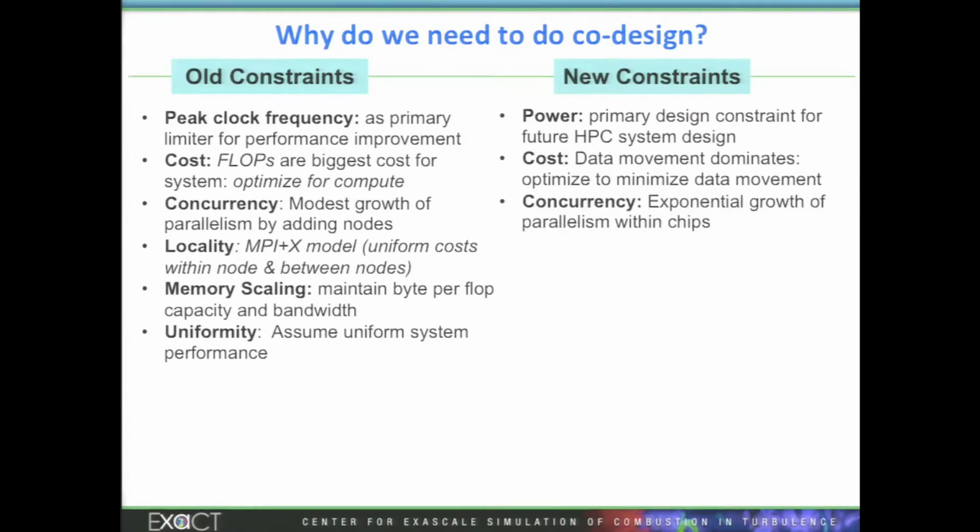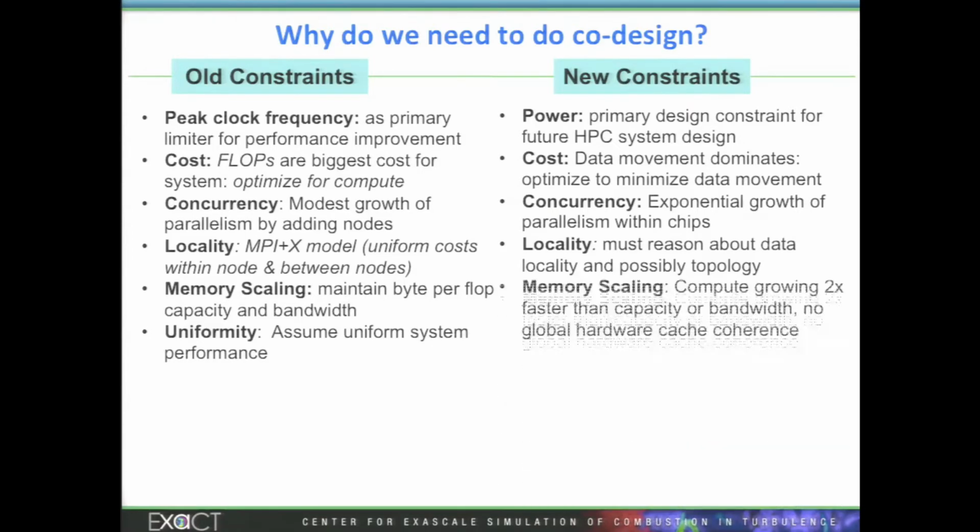So data movement dominates the entire picture. The other aspect is because the clock frequency has leveled off, the only way we're going to get concurrency is to have exponential growth in the number of chips, up to about 1 billion chips to get to exascale. And with that comes a whole host of problems with resiliency. We also have to reason about data locality and possibly about the overall topology. And memory scaling has kind of reached a limit too.